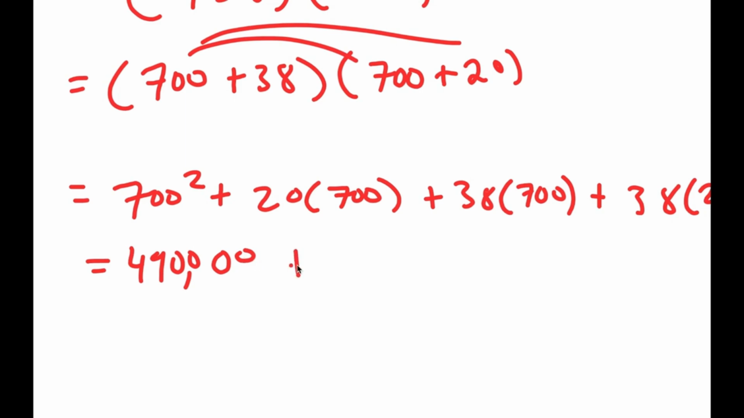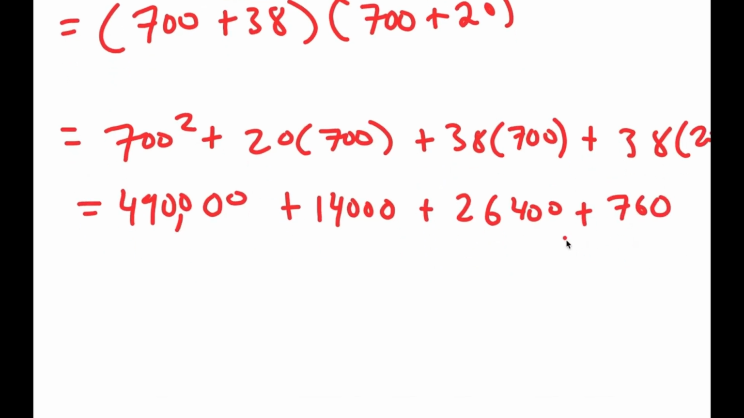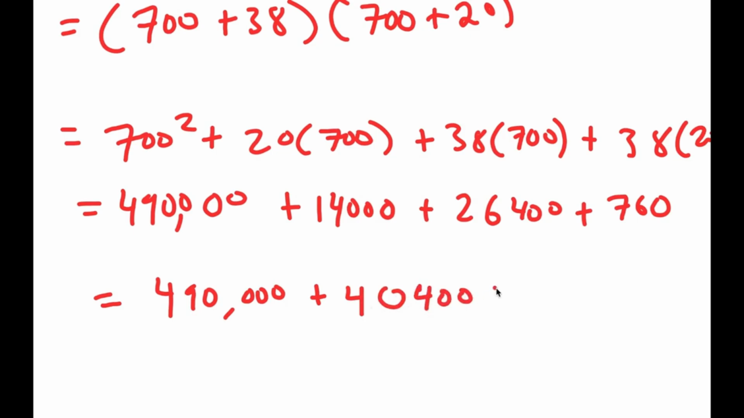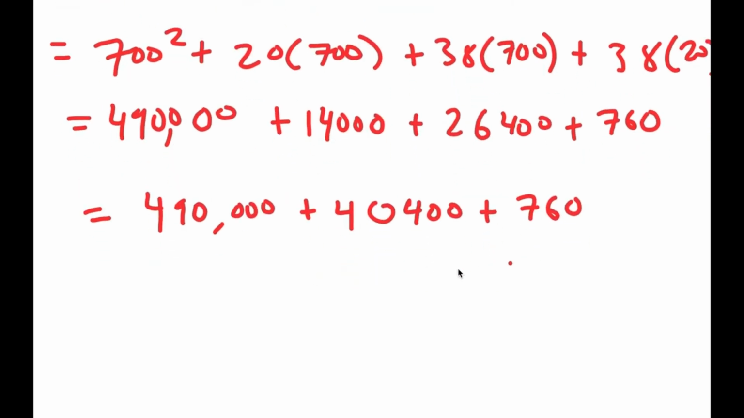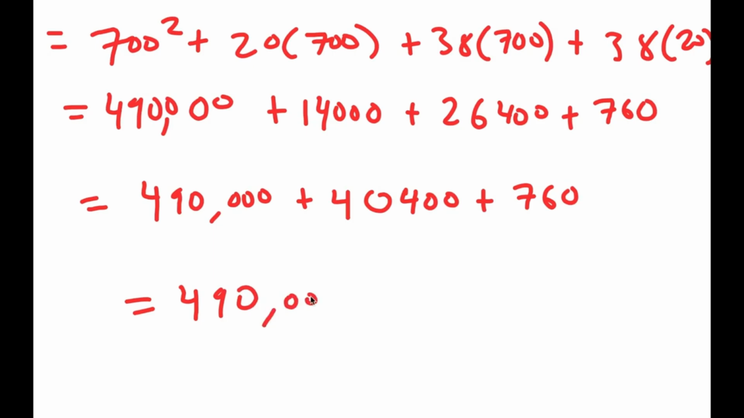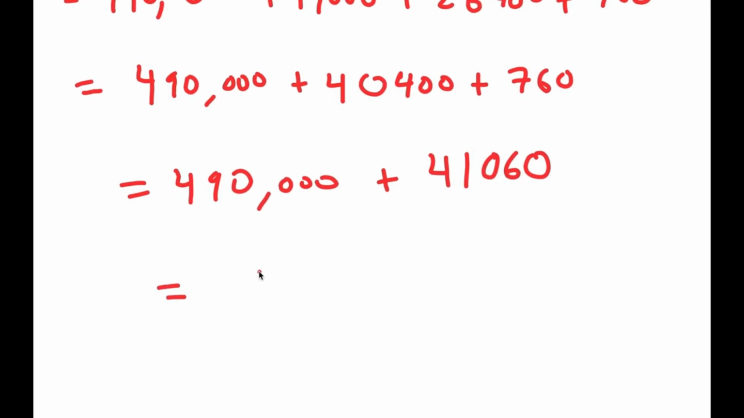So 700 squared is 490,000. And I have this plus 14,000. And I have this plus 24,400. Sorry, 26,400. And I have this plus 760. Now this is equal to 490,000 plus 40,400 plus 760, which is equal to 490,000 plus 41,060, which is equal to 531,060.